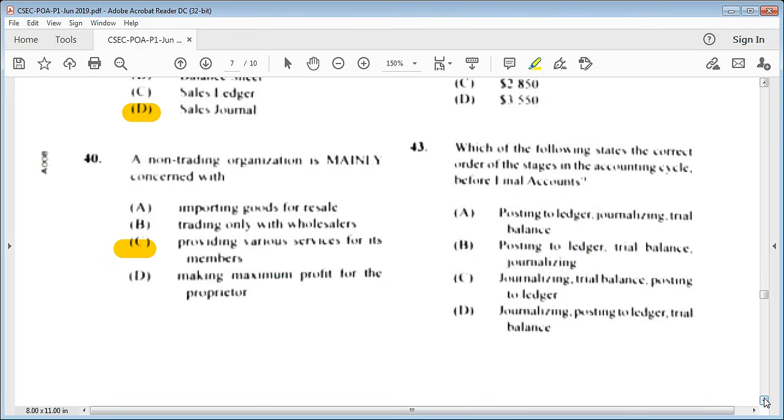Let's move on to 43. Which of the following states the correct order of the stages in the accounting cycle before final accounts? A. Posting to ledger, journalizing, then trial balance. B. Trial balance, then posting to ledger, then journalizing. C. Journalizing, then trial balance, then posting to ledger. Or D. Journalizing, then posting to ledger, then to trial balance. So what would be the order of stages? Well, we know that it would be first journalizing, then posting to ledgers, then to the trial balance. So our answer would be D.